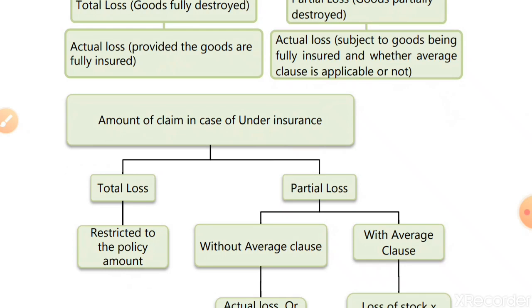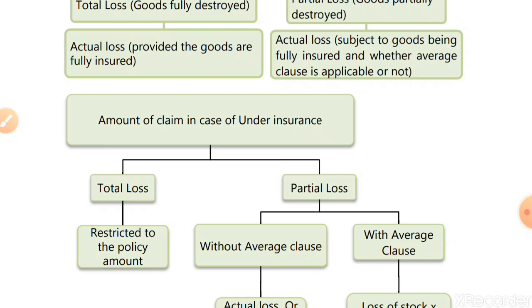In such a case, in case of total loss, it is restricted to the policy amount. Suppose you have taken an insurance policy of 1 lakh, but the stock in your premises is 1,50,000, and at the time of the fire accident you have taken only a 1 lakh policy, but your closing stock is 1,50,000, so it is not fully insured. So the total 1,50,000 is your loss, but it is restricted to the policy amount of 1 lakh. So you will not get an amount more than 1 lakh.